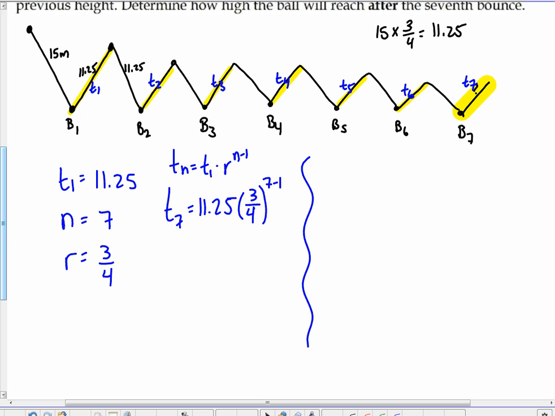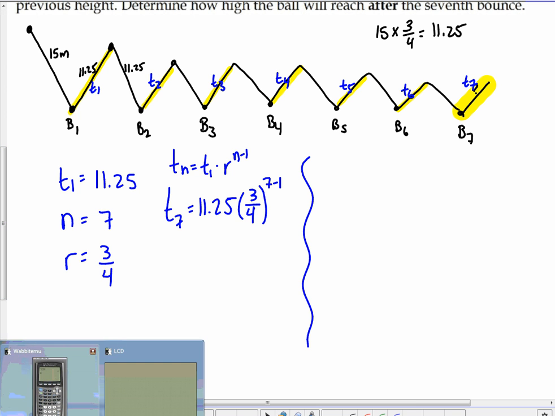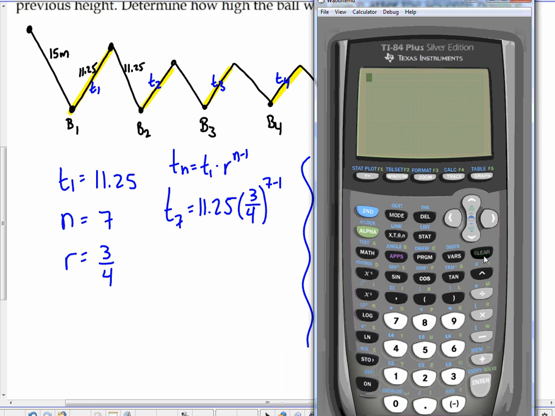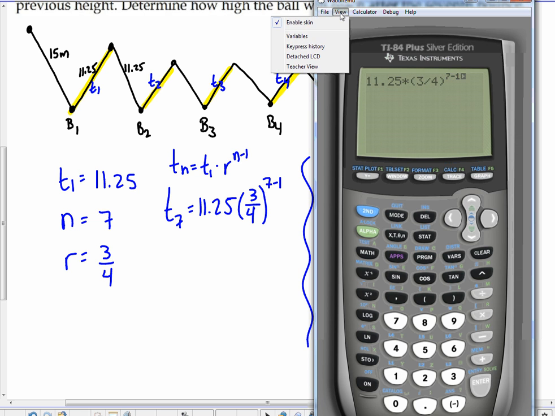When you plug this into your calculator, if your calculator is not updated, your exponent needs to be in brackets. So it depends on your calculator. I would also put 3/4. You have to put 3/4 in brackets. Okay, to the power of 7 minus 1, you might just want to write 6, and then you're safe. My calculator is nice to me because it's updated, because it's on the computer. Oh, it's on the other screen.